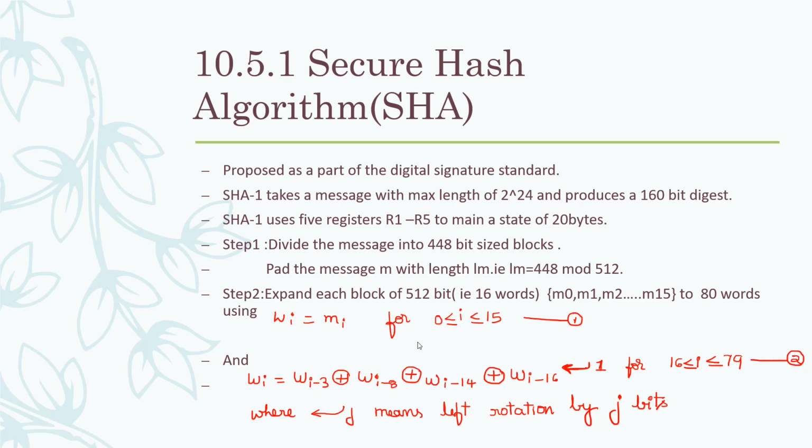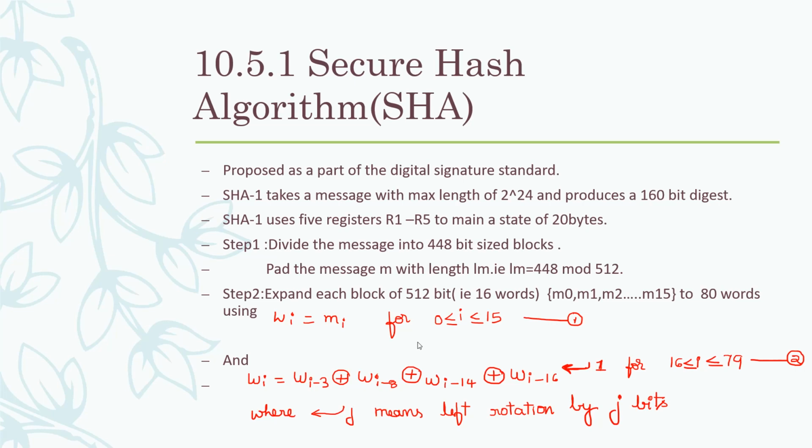Next, we need to pad the message. If the message length is considered as M, then the number of bits to be padded is such that the length is 448 modulo 512. So the remainder will be 448, which means 64 bits are left for the length field.